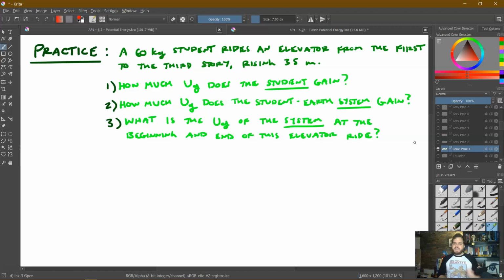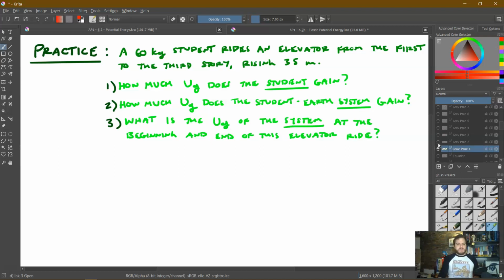How much gravitational potential energy does the student gain in this process? How much gravitational potential energy does the student Earth system gain in this process? And what is the gravitational potential energy of the system at the beginning, when the student's on the first floor, and at the end, when the student's at the third floor of this elevator ride? Alright, so let's go through these one at a time. Let's start off with number one.